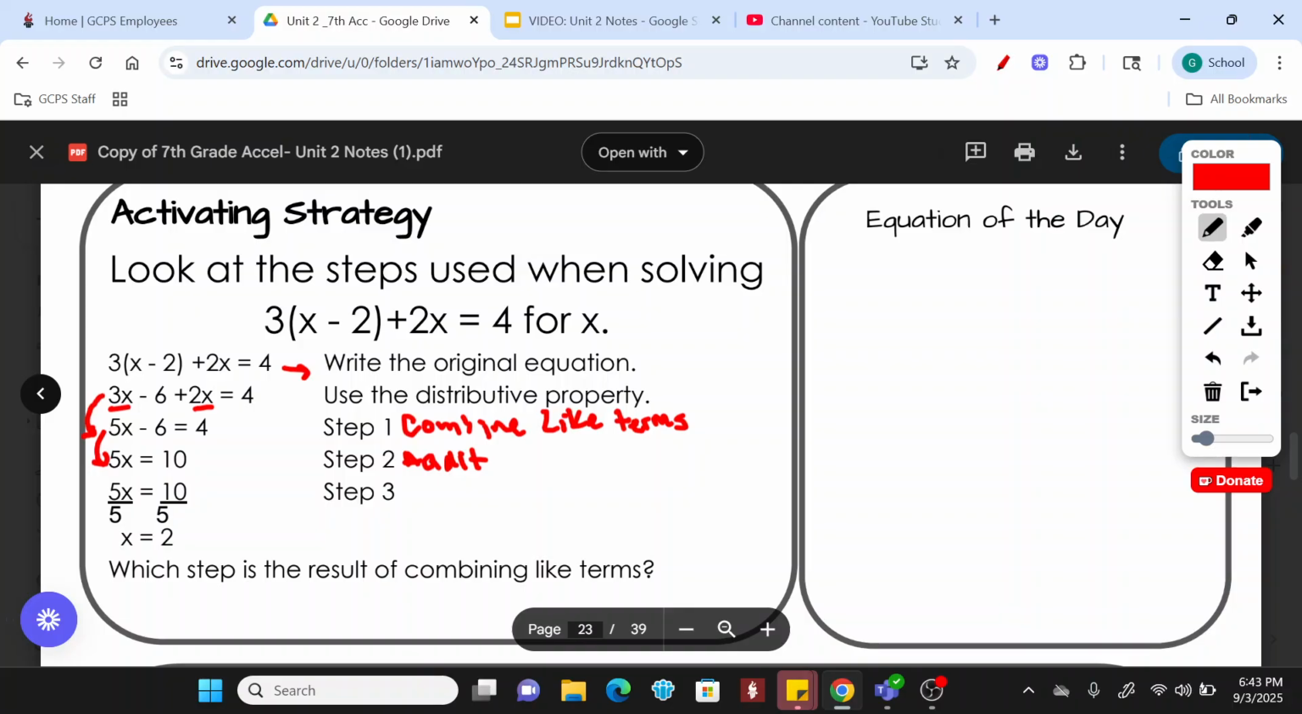all alone. Last step, what are they doing from here to here? What's happening? What's going on? They're dividing. You can see that they're now dividing 5 to both sides. So 10 divided by 5 is 2, and the 5 gets canceled out. All right, let's keep going.